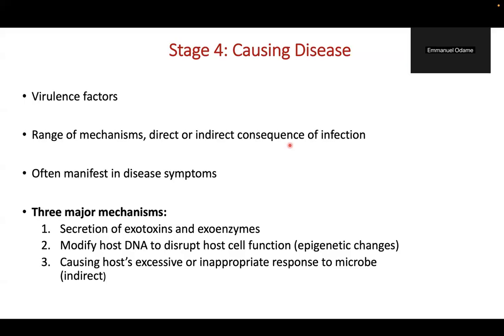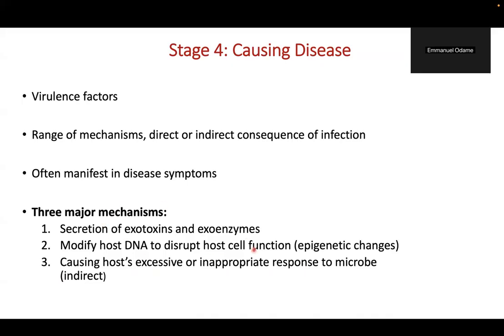The first one is secretion of exotoxins and exoenzymes. So basically, now the bacteria is inside the body. How does it cause the disease? It can do it through the secretion of enzymes and toxins. Secondly, is to modify the host DNA to disrupt the host cell function. And thirdly, they can cause disease through causing the host excessive or inappropriate immune response to the microbes. That is more of an indirect form.